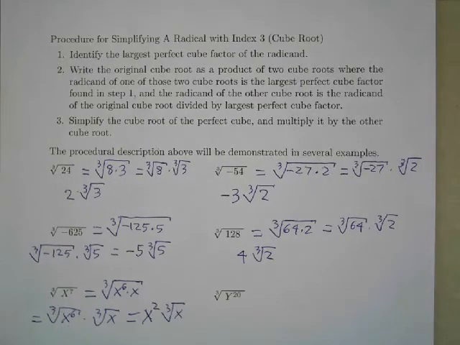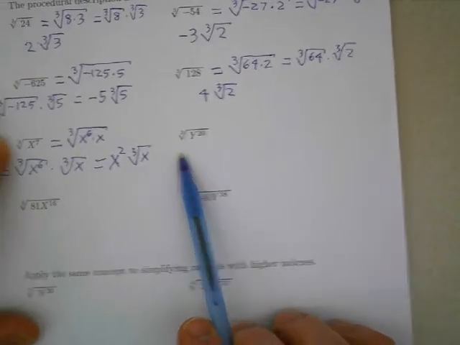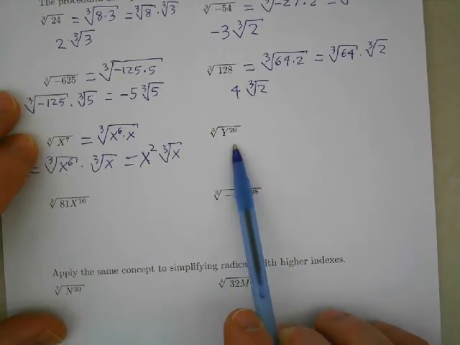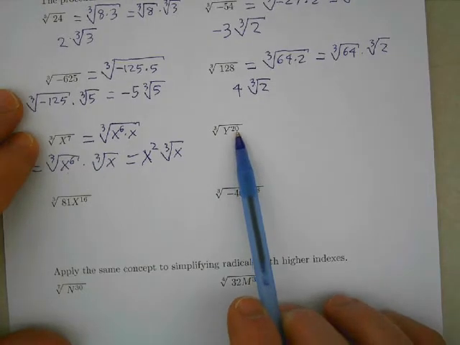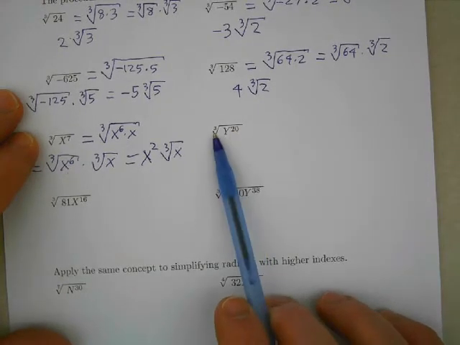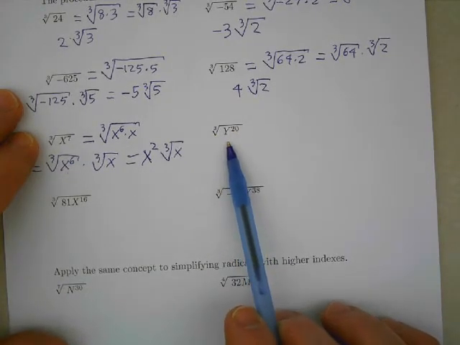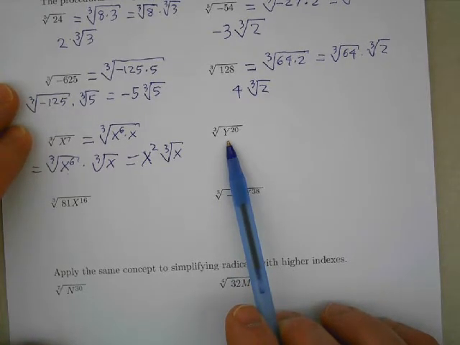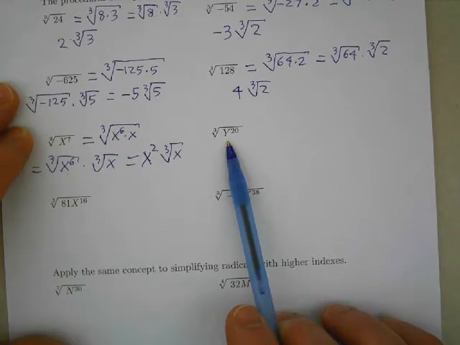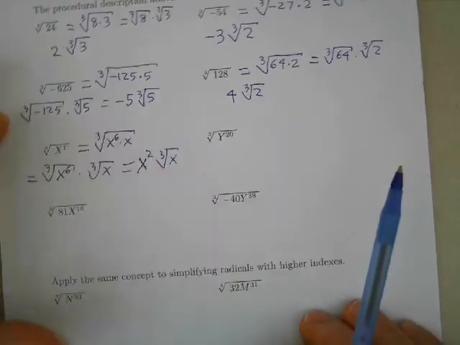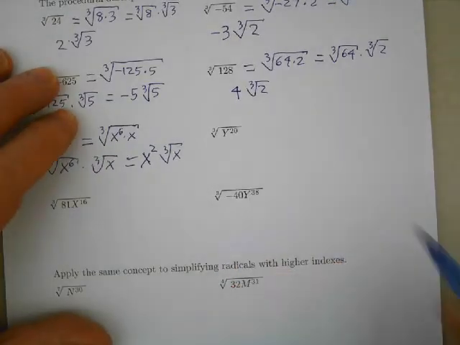Math 1108, Section 8.2, continued, simplifying radical expressions. The next problem is to simplify the cubed root of y to the 20th. If exponents are multiples of 3, they are considered perfect cubes. So the largest factor of y to the 20th that is a perfect cube is y to the 18th. And y to the 18th times y to the 2nd is y to the 20th.